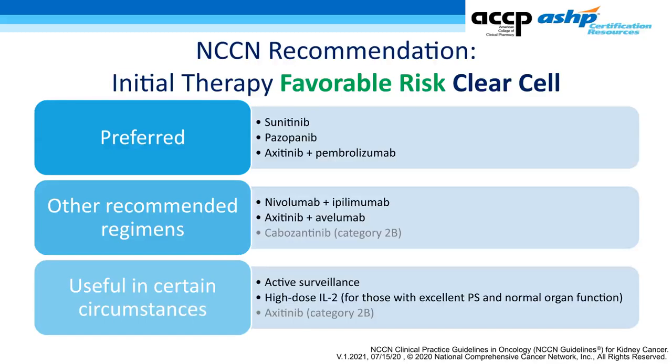In addition to sunitinib, pazopanib, and the axitinib pembrolizumab combination as preferred options for favorable risk, clear cell histology. And again, most of what we're talking about is clear cell renal cell carcinoma. Other recommended regimens included nivolumab plus ipi, axitinib plus avelumab, cabozantinib as a 2B recommendation, and then useful in certain circumstances would be active surveillance, high-dose interleukin-2, really only for those with excellent performance status and normal organ function, and then axitinib as a category 2B recommendation.